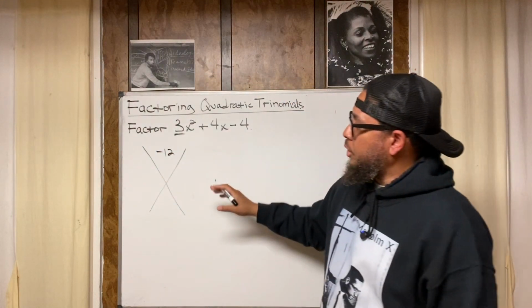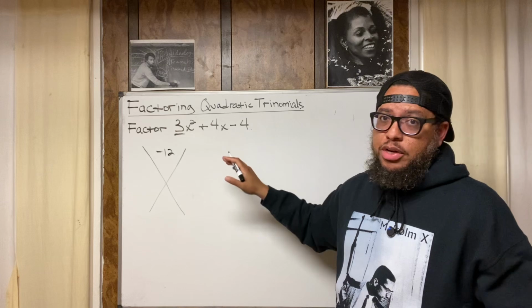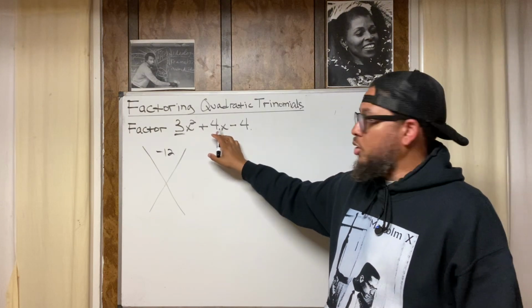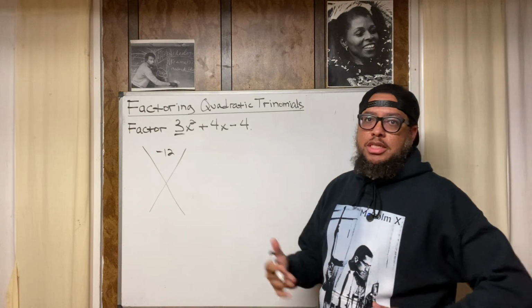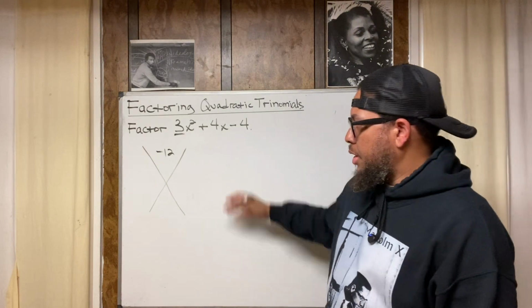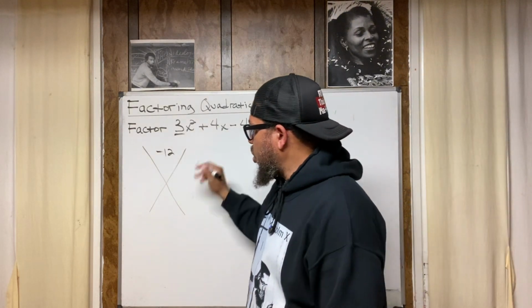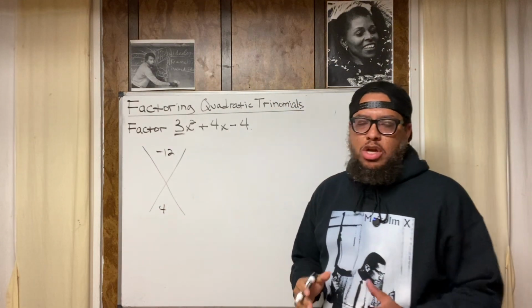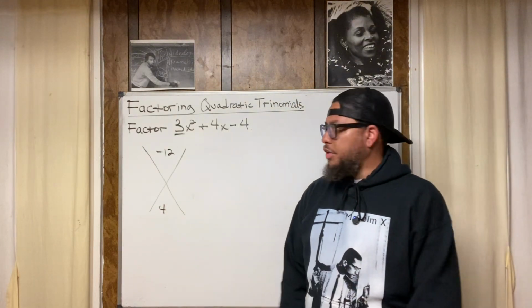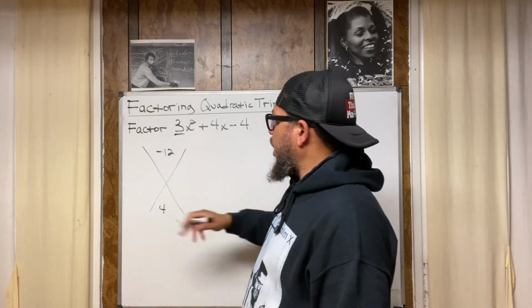Now, the other thing we do is we take the middle coefficient, whatever it is. I call it the middle because this term is in the middle between this and this, like a median if we was doing some statistics problems. This 4 is the coefficient. You put that down here. You do not put the x down there. You only put the coefficient. So we got our -12 and we got our 4.